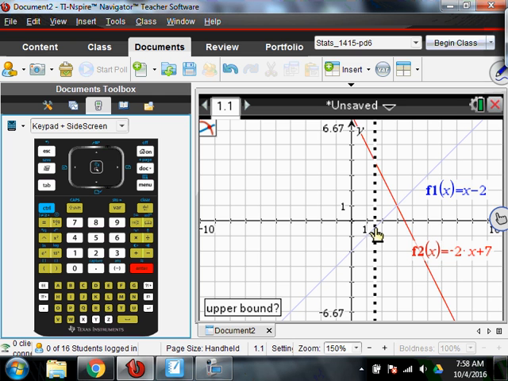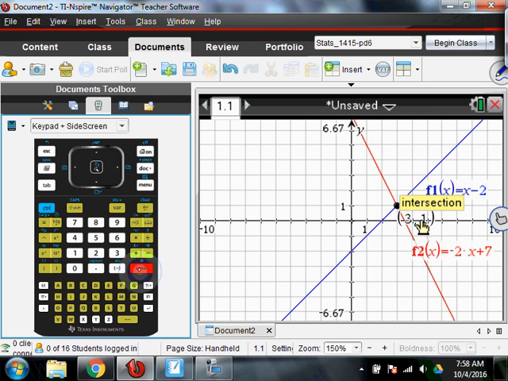Now it says upper bound. In other words, is that vertical line to the right of the intersection point? Well, no, it's not. So I need to move that line over. And once I do, you see how the intersection point appears? And then I'll go ahead and press enter for my upper bound, and there we have 3, 1, the solution.